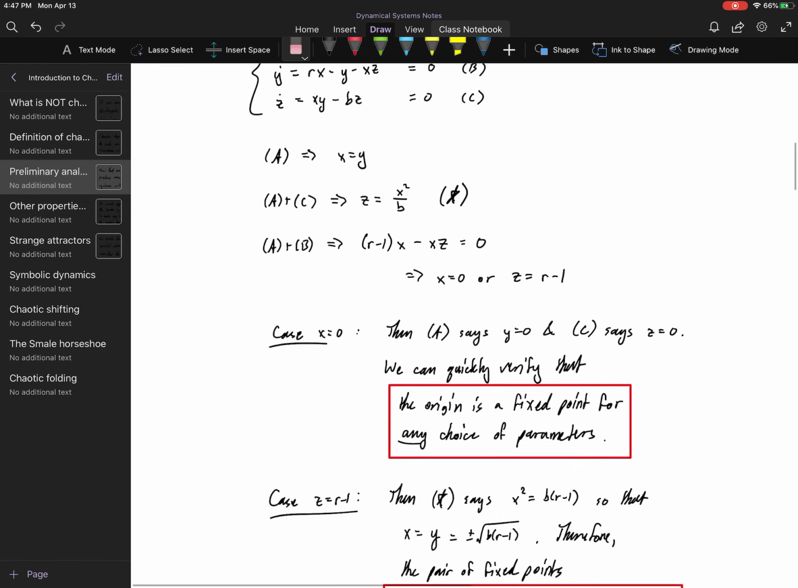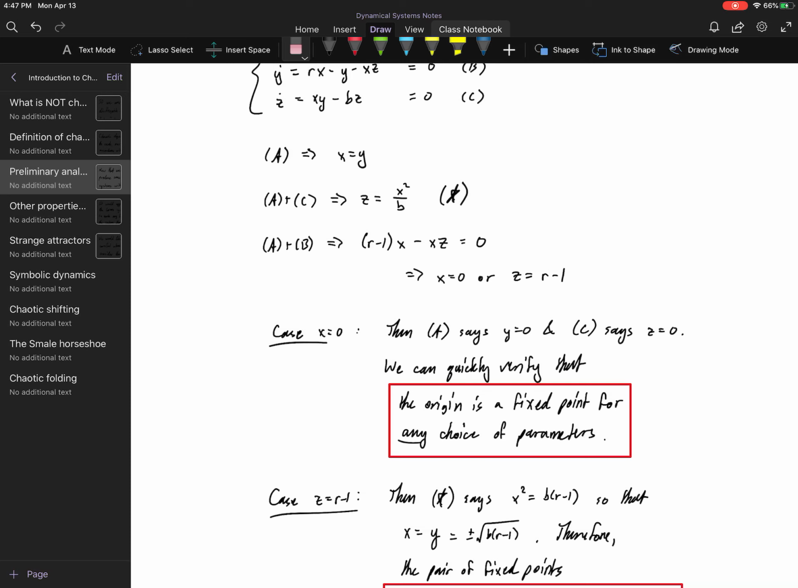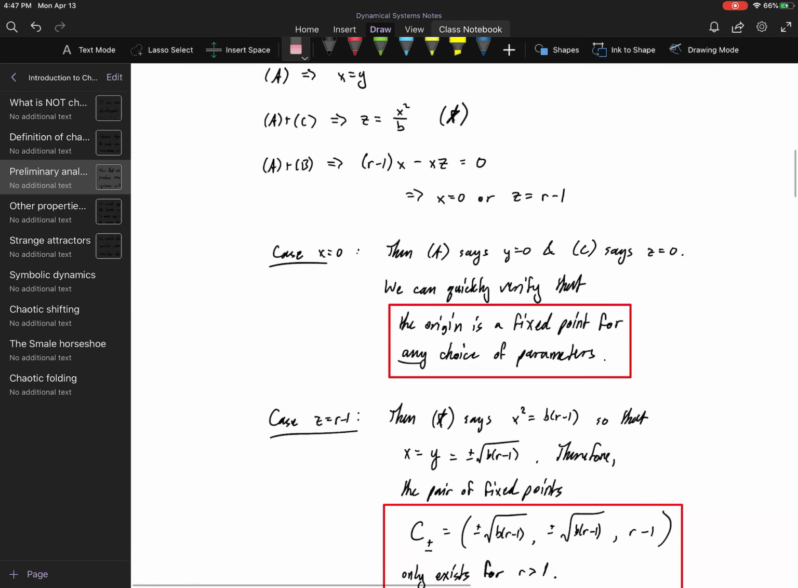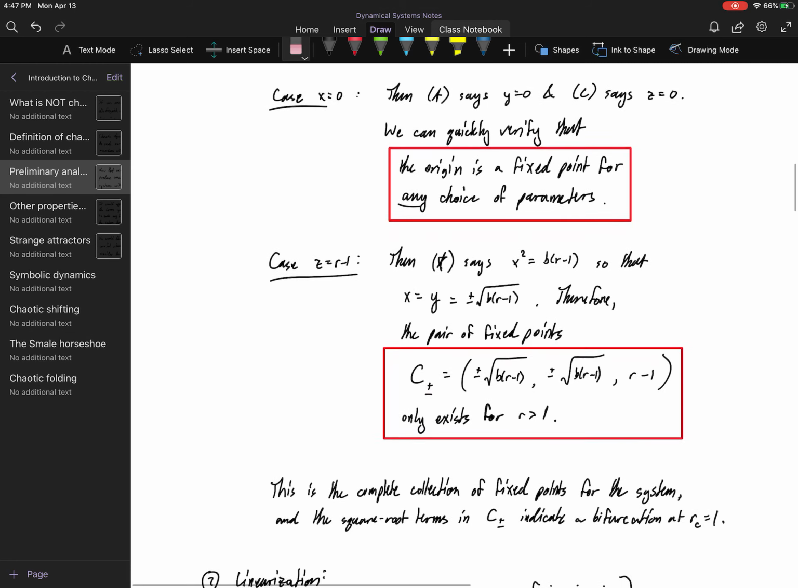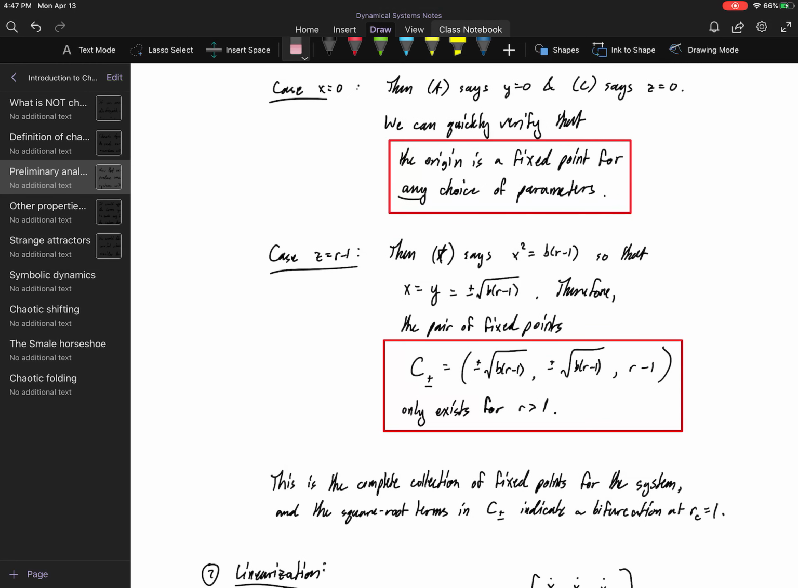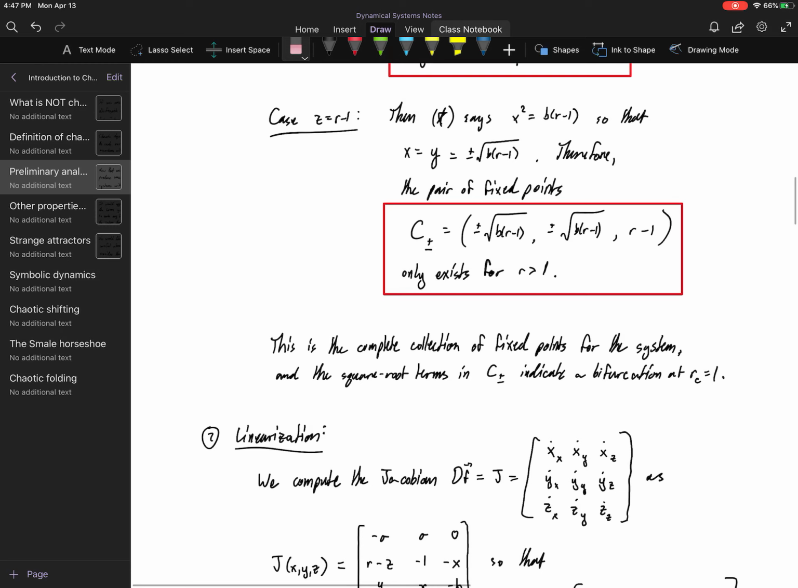All right. Now for the case where z is equal to r minus 1. We go back to the star equation up here. If z is equal to r minus 1, then I multiply the b back over, and I take the square root, plus and minus, on both sides, so that x and y both have to equal plus or minus the square root of b times (r minus 1). Hence, we actually get a pair of fixed points. This is plus or minus the square root of b times (r minus 1) for both x and y, and r minus 1 for z. And we notice that these fixed points can only exist when r is greater than 1. If it's equal to 1, then we're sitting on the origin, and we already know that exists. But these particular fixed points only exist for r greater than 1.